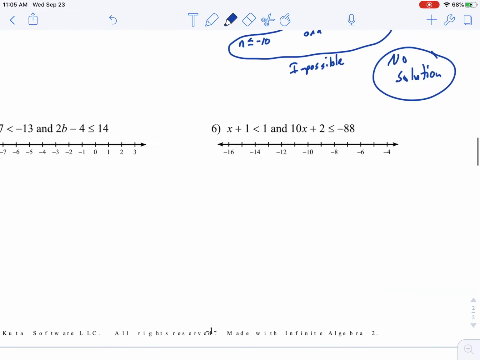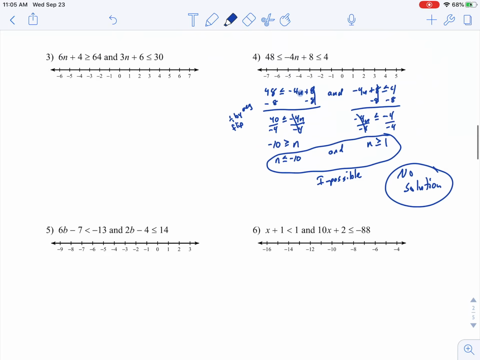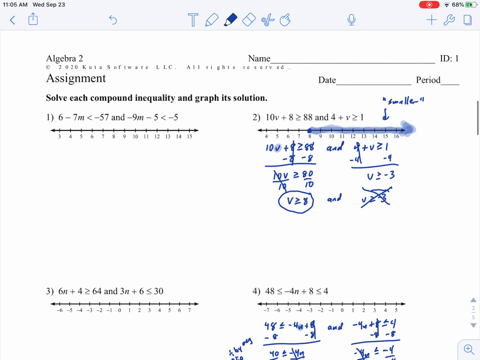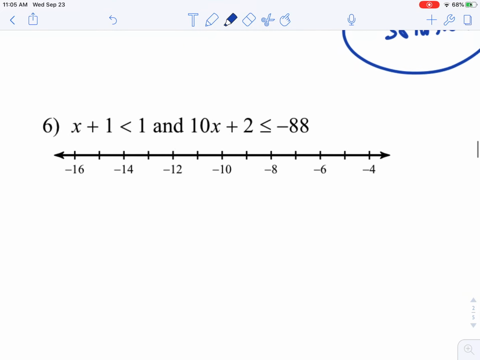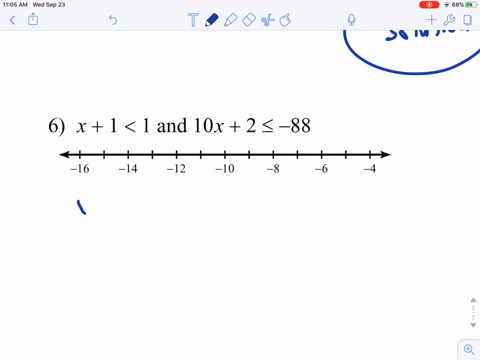Let's look at number 6. So this is going to be either like number 2, the overlapping arrow, or it's going to be like number 4, because everything we're doing today is special cases. Let me copy this down.